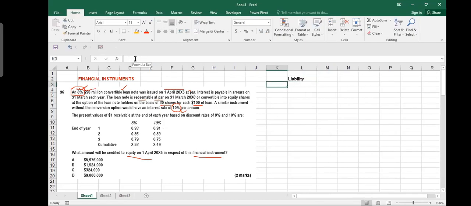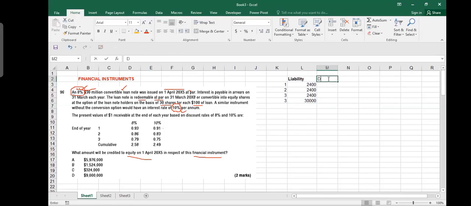So what you have to give in year 1, year 2, and year 3. You are giving here 30 million, which I call 30,000 in thousands, into 8%. This is the amount which you have to give, and if I put an equals sign, it is 2.4 million. 2.4 million in year 1, 2.4 million in year 2, 2.4 million in year 3. And in year 3, you give another amount of 30 million.